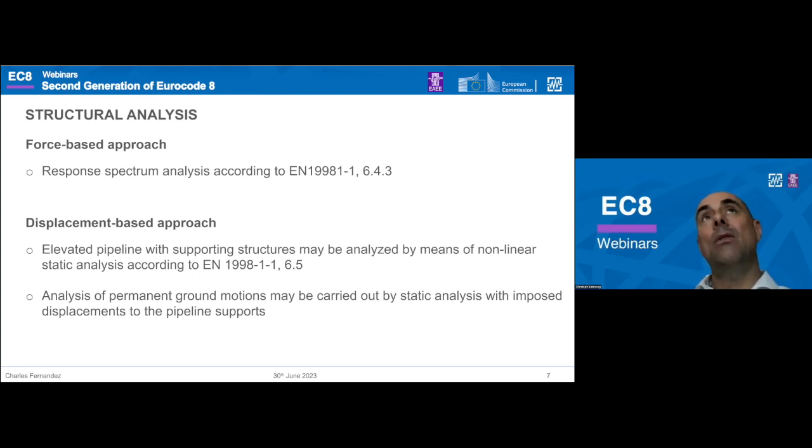Furthermore, it is quite reasonable to apply imposed displacements in case of permanent ground motions and to carry out a static analysis with equivalent forces or equivalent displacements, and then to analyze what will happen. So this is usually only possible, for example, for fault crossings. I will show some approaches during the next slides.